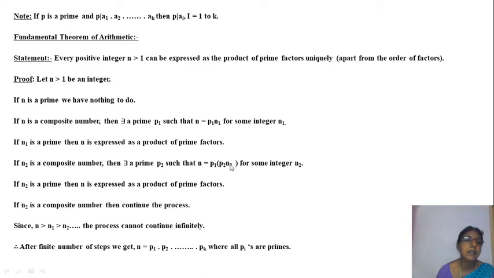Write this as p3 n3. Here, n is greater than n1, and n1 is greater than n2, and so on. The last number nr has a very small value, so the process does not continue infinitely. Since the values are decreasing, the process stops somewhere. After a finite number of steps we get n equal to p1 into p2 and so on up to pk, where all the pi's are prime. So n is finally a product of all prime numbers.